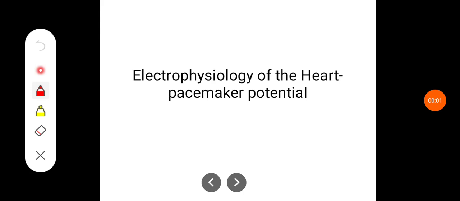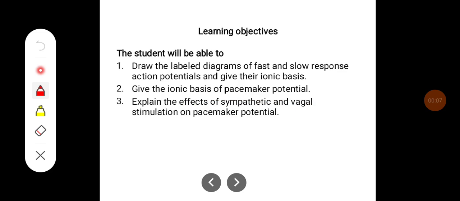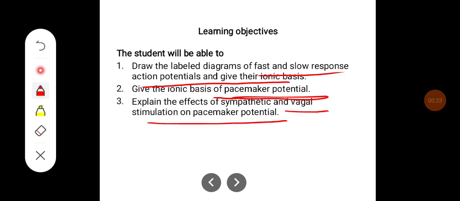Hello everyone. In this class, we'll try to learn about what is pacemaker potential in the heart. The learning objectives would be to draw and label diagram of fast and slow response action potential and give their ionic basis, and give the ionic basis of pacemaker potential, explain the effect of sympathetic and vagal stimulation on pacemaker potential.